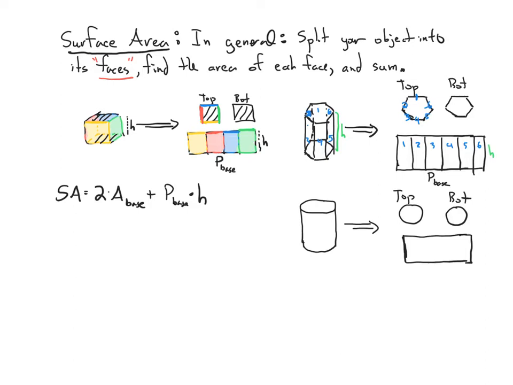Well, just like before, it has height h. And if you think about it, this length here needs to wrap all the way around the soup can. So it is indeed the perimeter of the base, or we call it the circumference, if you like. So, the formula for the surface area of the cylinder is the same thing. 2 times the area of the base, 2 times the area of our circles, plus the perimeter of the base, or the circumference, times h.